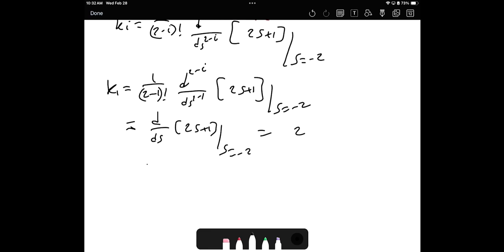As a result, we can say k1 is equal to 2. Okay? So just like a map.